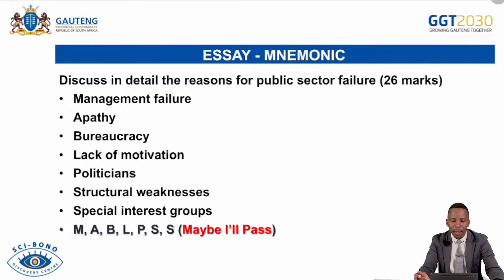So essay: discussing in detail reasons for public sector failure, 26 marks. Management failure, we know: apathy, bureaucracy, lack of motivation, politicians, structural weakness, special interest groups. If you want to remember easily, maybe I'll pass MAP, LP, WS or SS. So it's a mnemonic.